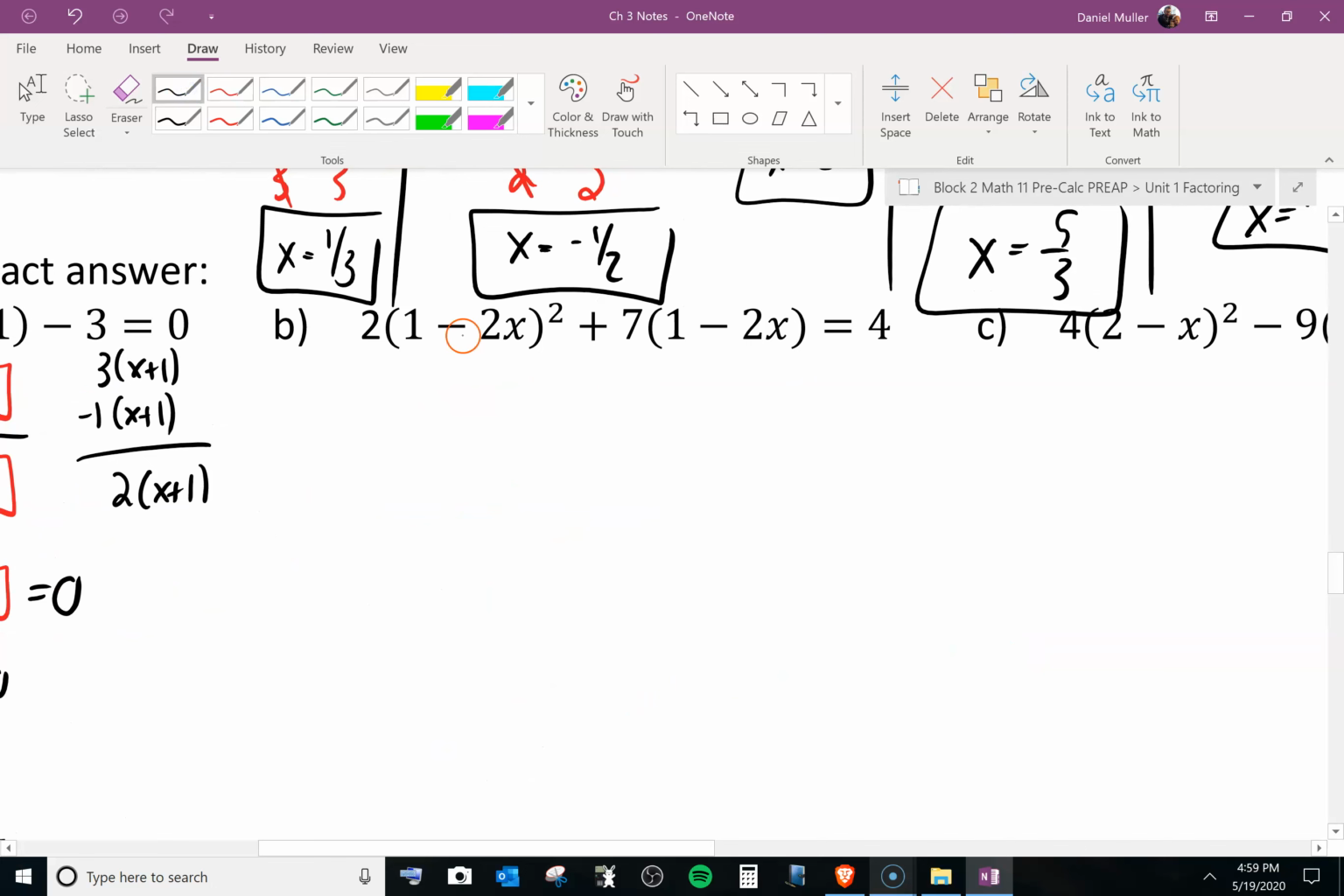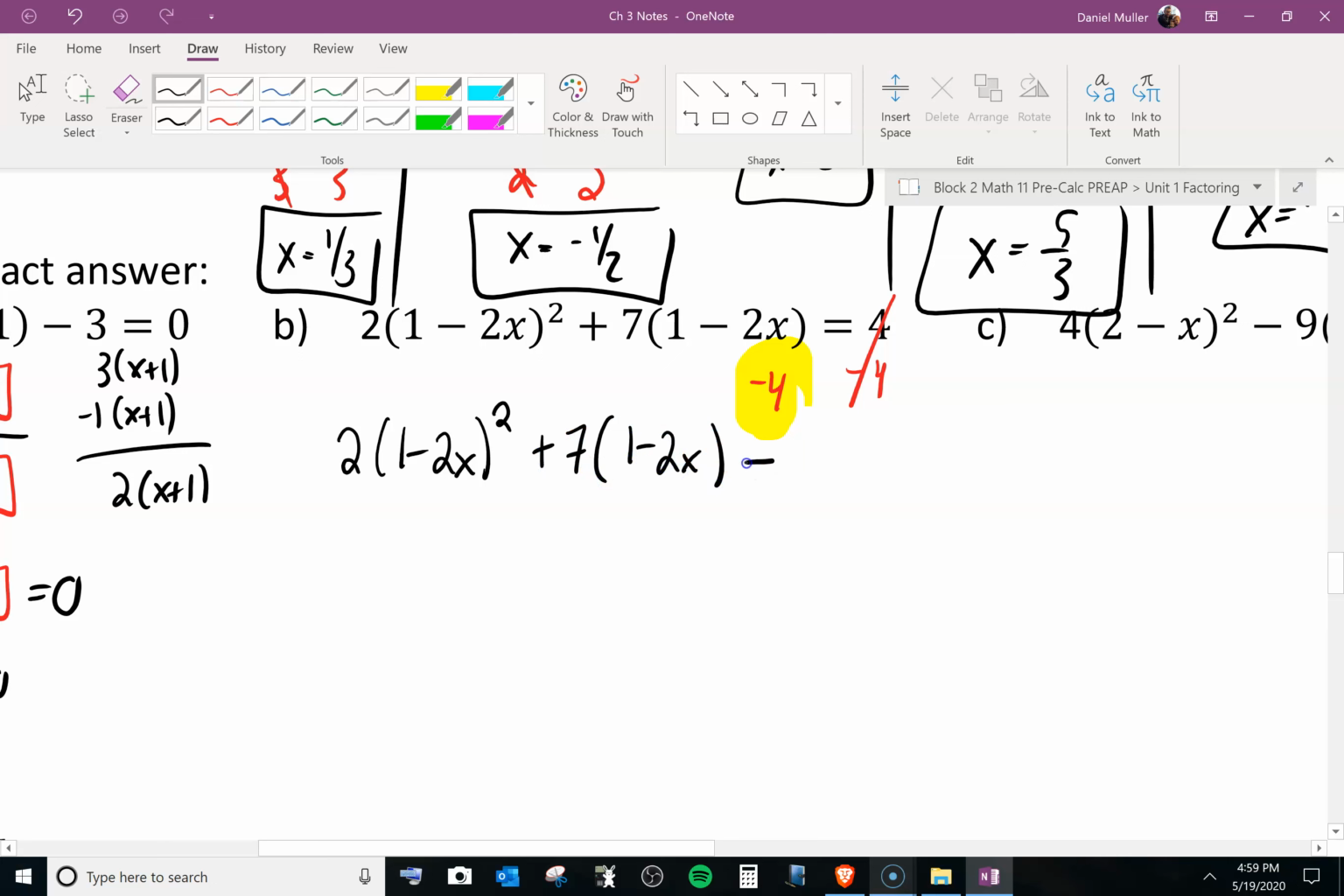Okay, so we've got 1 minus 2x, 1 minus 2x, perfect, but it needs to equal 0, so we'll minus the 4 over to this side. Now this is a term, and this is a term, and we can't combine them because this one is squared, and this one is to the power of 1, so they're not like terms. And 4 is another term altogether. It doesn't even have a bracket of 1 minus 2x. So this is 2, 1 minus 2x squared, plus 7, 1 minus 2x minus 4 equals 0.